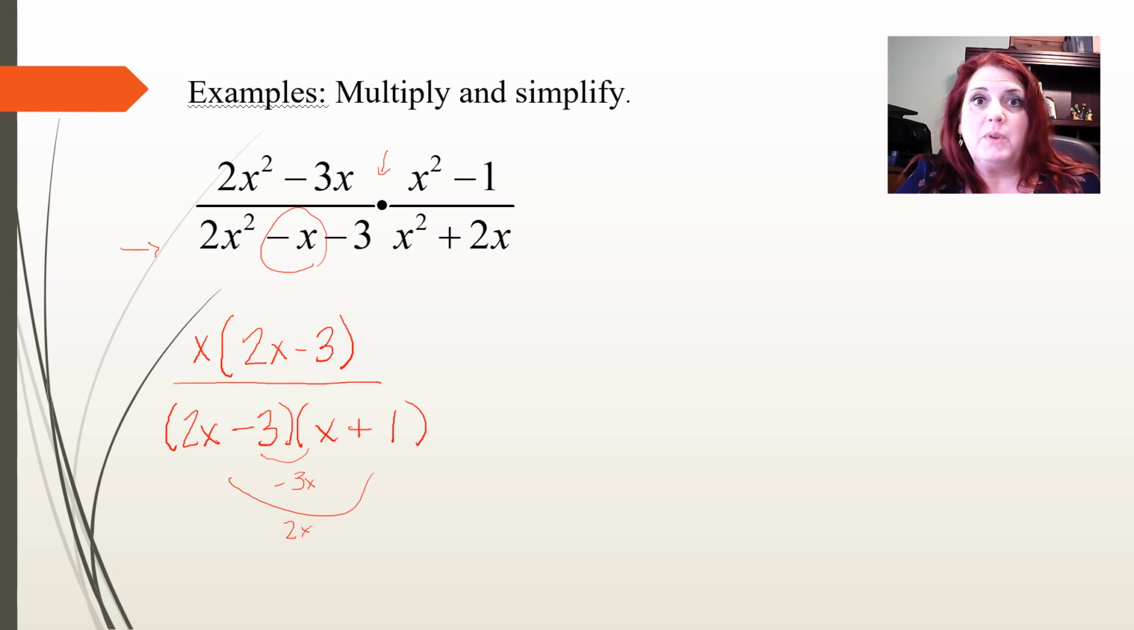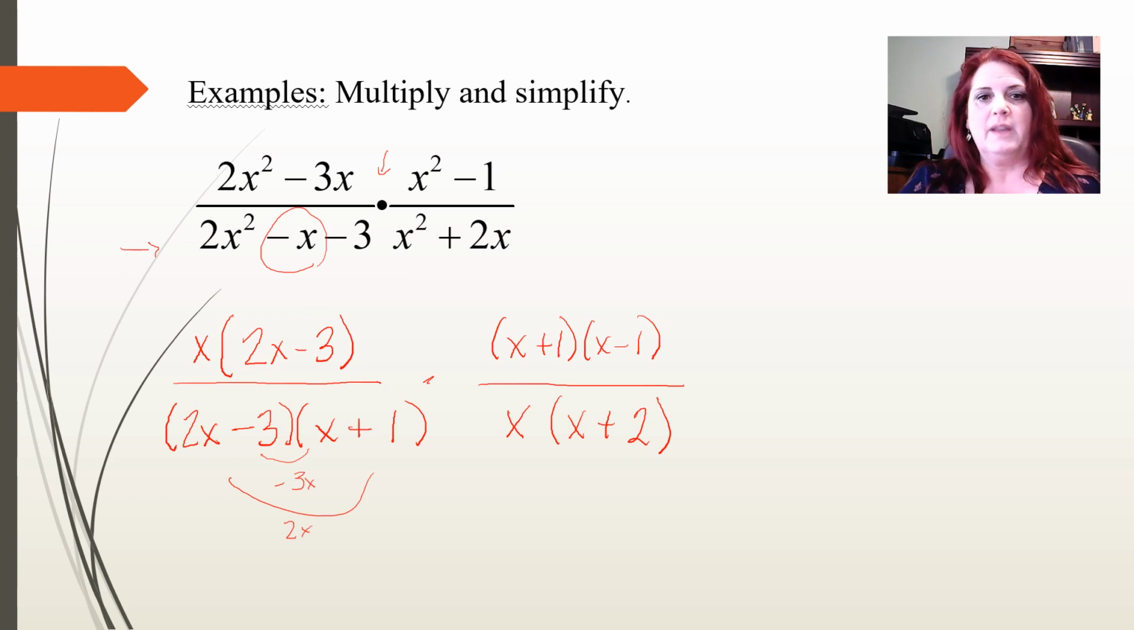x squared minus 1 is the difference of squares, so we can factor that into conjugates of x plus 1 and x minus 1. And then that x squared plus 2x has a common factor of x, and that's being multiplied times x plus 2. All right, so now we can factor out anything that's in common.